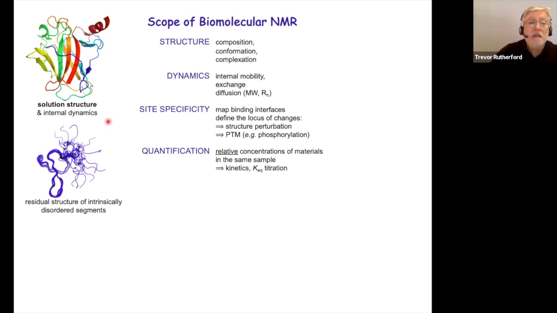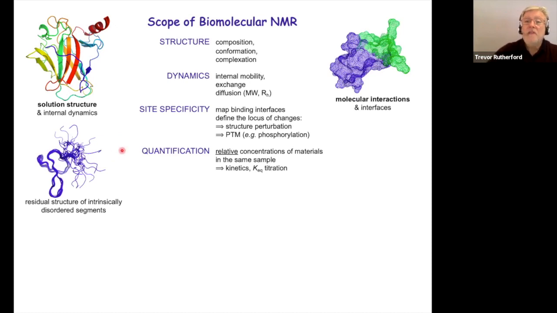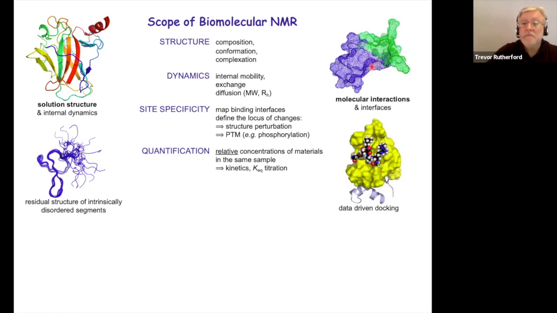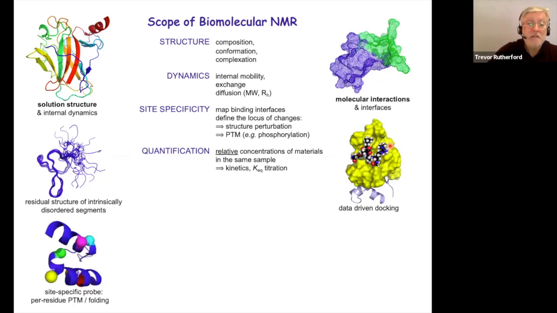We can look at residual structure in intrinsically disordered proteins. We have a principal advantage of being able to look at the association of molecules. NMR is very sensitive at identifying the interfaces and the presence of binding between two different components. And we can characterize those in some minute detail by performing data-driven docking simulations, using NMR data to dock a ligand onto a protein surface and get a model of the ligand-bound states.